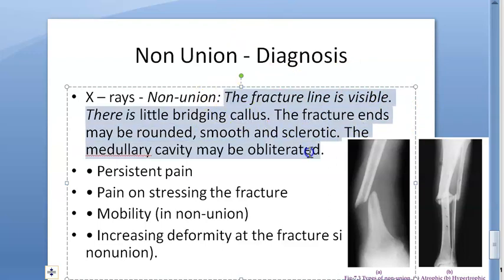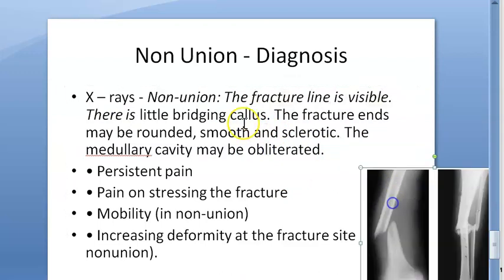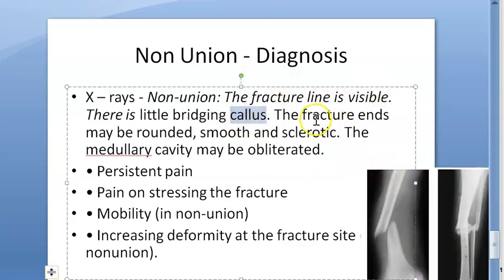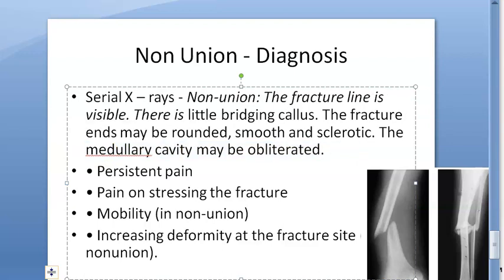So here they are talking about somewhere where there is callus. It can happen that there is no callus. That can be the atrophic type. The fracture ends may be round, smooth, sclerotic. The medullary cavity is obliterated. So you'll have to sometimes take serial X-rays, guys, because you have to detect some subtle angulation, non-progress of bridging callus, resorption of callus, loosening of screws, bending of the nail or plate. So for all this, you'll have to have a series of X-rays, okay?